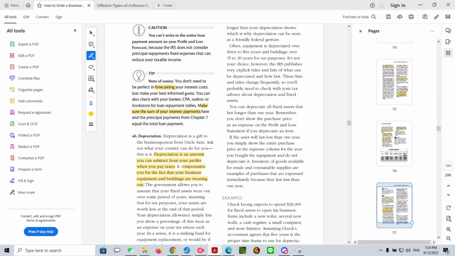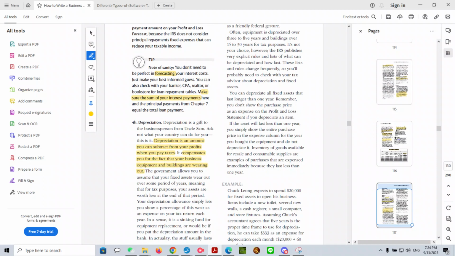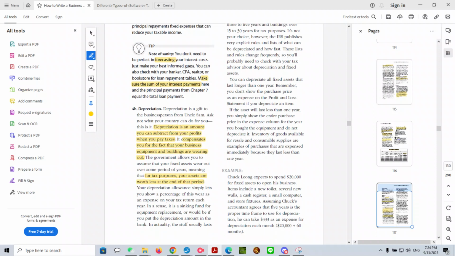The government allows you to assume your fixed assets wear out over time, meaning that for tax purposes, your assets are worth less at the end of that period. Your depreciation allowance simply lets you show the percentage of the wear as an expense on your tax return each year. So basically, each year you can take a certain amount of depreciation of depreciating assets.